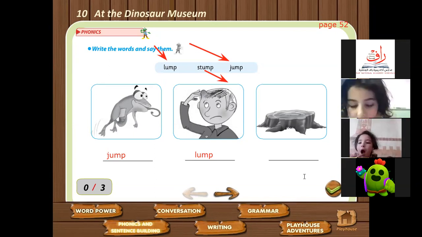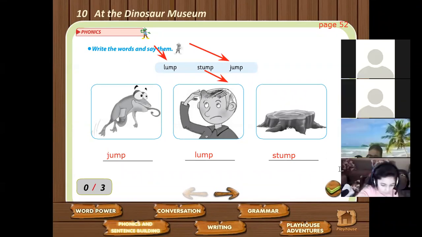Yalla, Rashid. The last one, Rashid. What is it? Rashid. Stamp. Again. Stamp. Yalla, Rashid. Read the words again. Number one. Jump. Lamp. Stamp. Excellent. Great. Thank you. Rashid. Sorry. Thank you so much.